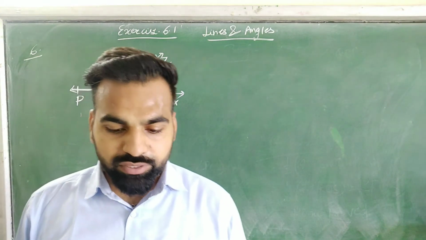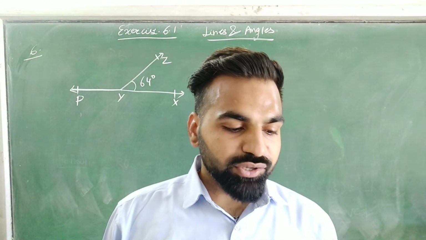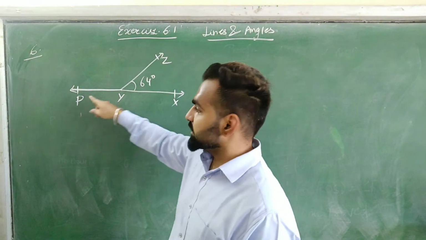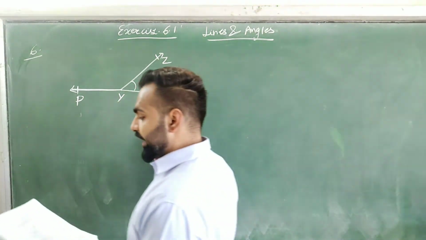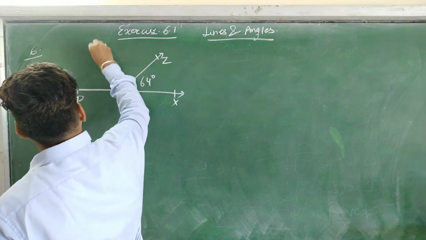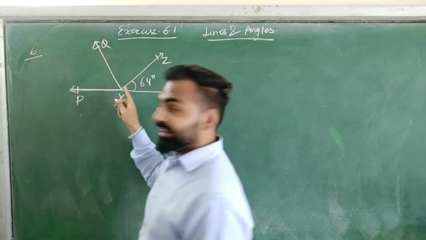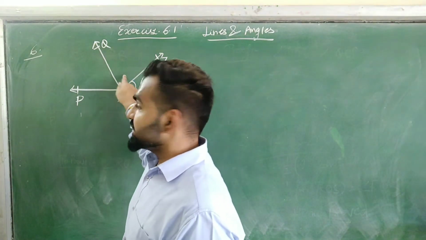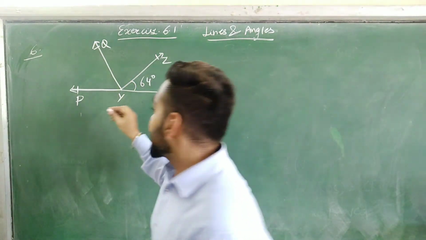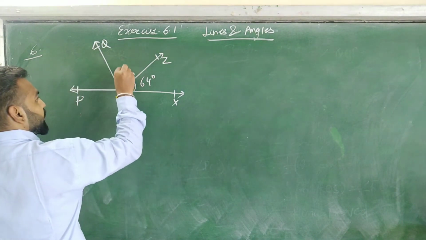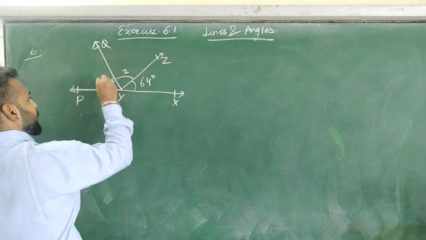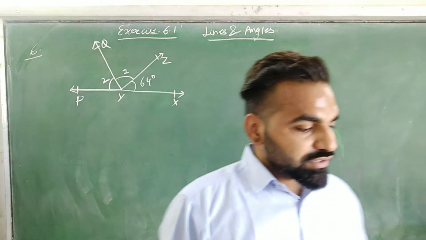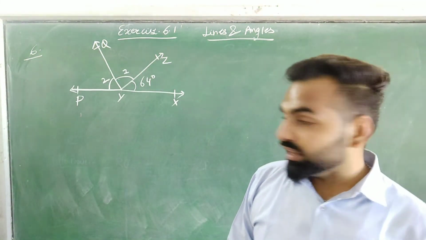Draw a figure from the given information if ray YQ bisects angle ZYP. So what is angle ZYP? This is angle ZYP. So we have to make a ray YQ in such a way that it bisects this angle. Bisects means it will divide this angle in two equal parts. So this angle 1 is equal to angle 2. That means YQ is bisector. So we have to find angle XYQ.